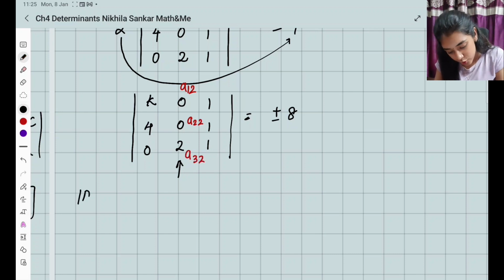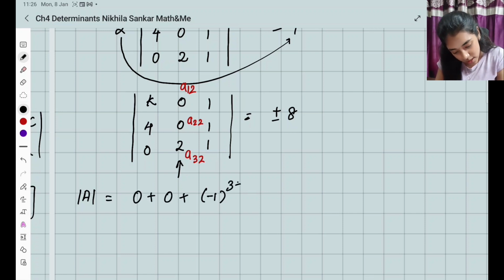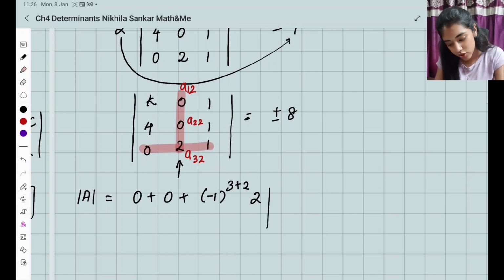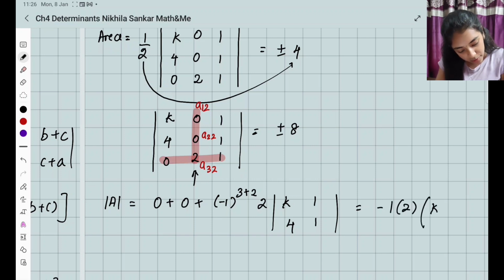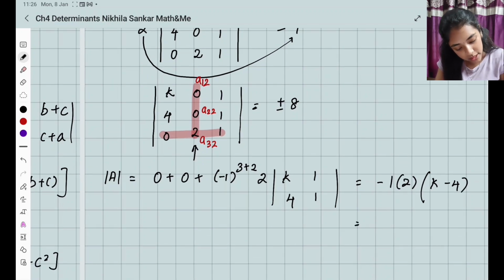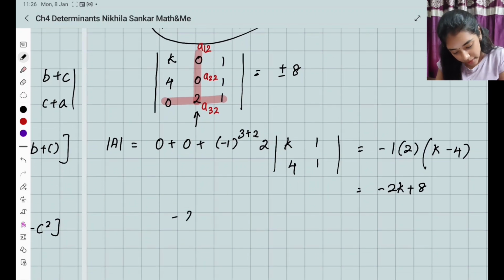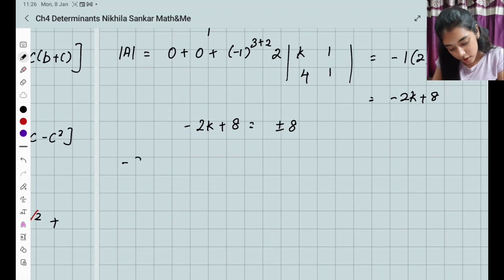So the determinant value, let me take it as determinant A, is going to be 0 plus 0 plus last la minus 1 to the power 3 plus 2 2 times, அப்ப எதை நான் hide பண்ணணும்? Last row and the second column. When I hide that, I'll be left with K1, 4, 1. So this is going to be minus 1 times 2 times the determinant is going to be K minus 4. So I'll be left with minus உள்ள multiply பண்ணா minus 2K plus 8. So this value minus 2K plus 8 equals plus or minus 8. இப்ப ரெண்டு cases இருக்கா? So ரெண்டுமே solve பண்ணலாம். So minus 2K plus 8 equals 8 ஒரு case.